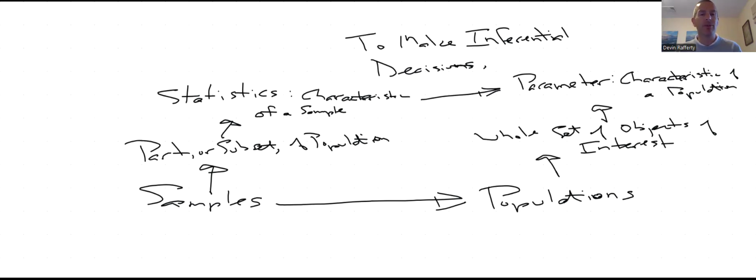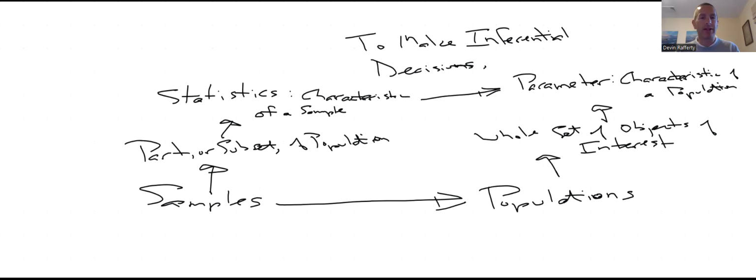Based upon my limited knowledge, or my limited sample, I'm going to make an inference or an estimate about what I believe to be. I'm making an inference about the larger population, which is my whole set. I'm making an inference or an estimate of the parameter. Once I make an estimate of the parameter, which is a characteristic of the population, then I can start talking about whether it's reasonable or unreasonable to believe things.